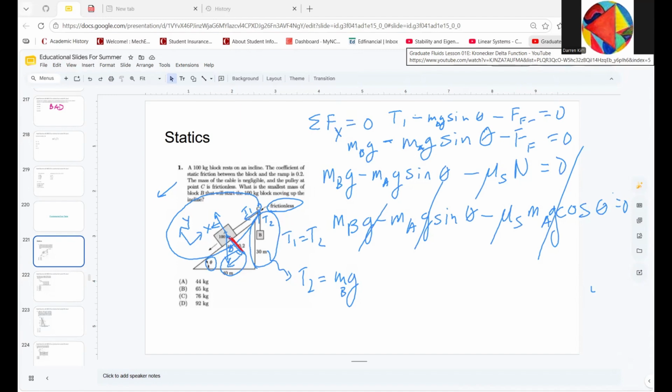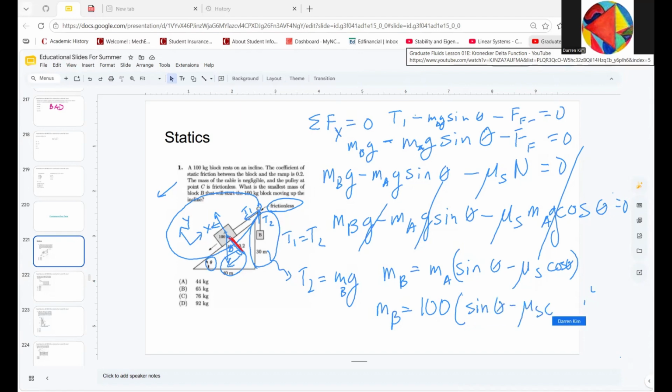And that means mb over here equals ma sine theta, and we can parenthesize that minus mu s cosine theta, parentheses, equals 0. So ma we know is 100, so mb must equal 100. And then what is sine theta, is the question now. Theta. Okay, so we know this is a 3, 4, 5 triangle.